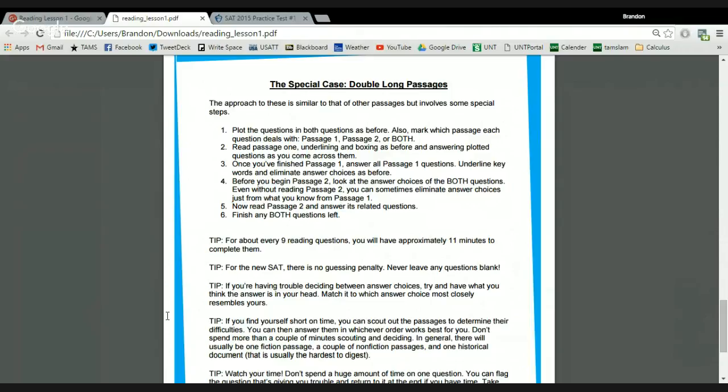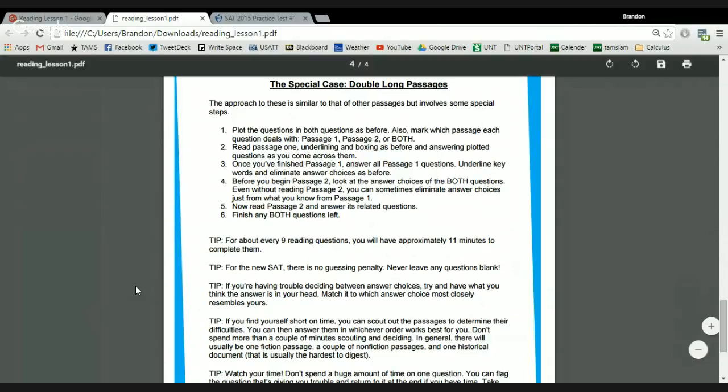Then you go into passage 2, read the passage, answer the questions accordingly. After you've done that, you want to go to the both questions and answer them based on what you know of passage 1 and passage 2. So you just want to complete that in that order.